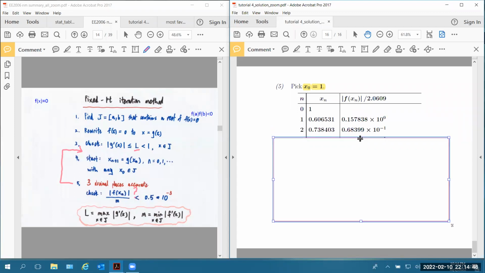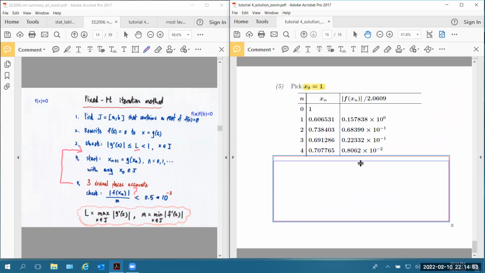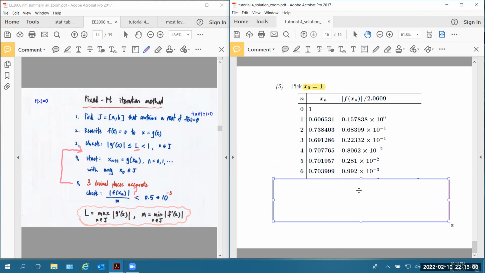Not yet. Not yet. 4 also not yet. But you can see the value is getting smaller, right? So then we do this one. Still not yet. Maybe the next one can already. It's the next one, right? 0.348 times 10 to the power minus 3 is less than 0.5 times 10 to the power minus 3. Theoretically, you can stop here. You can take your x7.